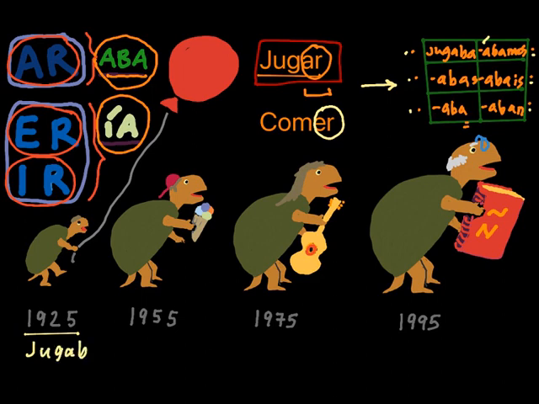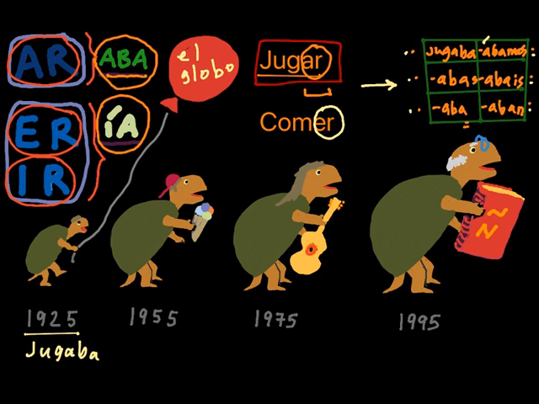Él jugaba con los globos. El globo. Él jugaba con el globo. He used to play because it was many times. There is no particular time frame. In 1925, he was young.